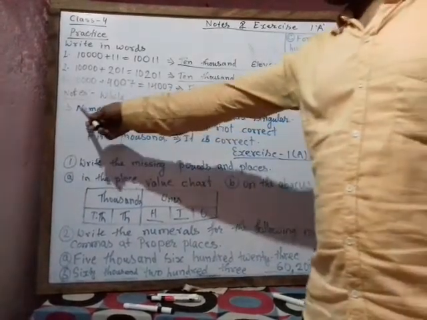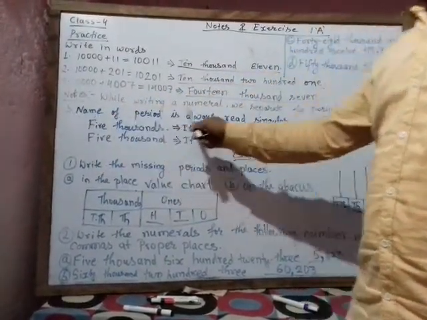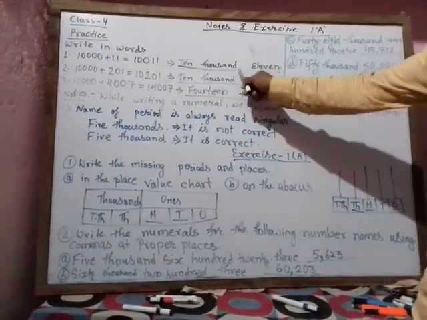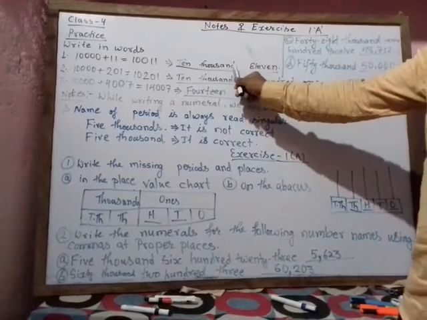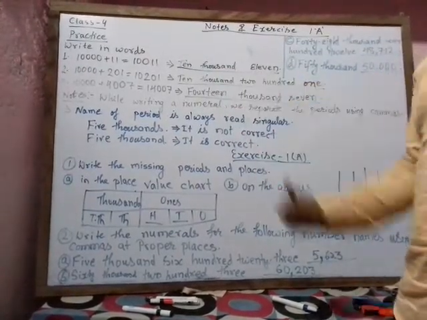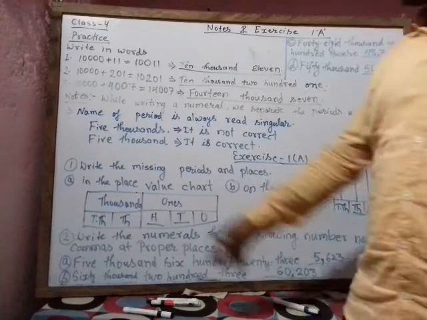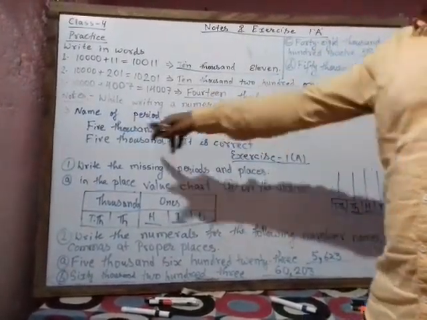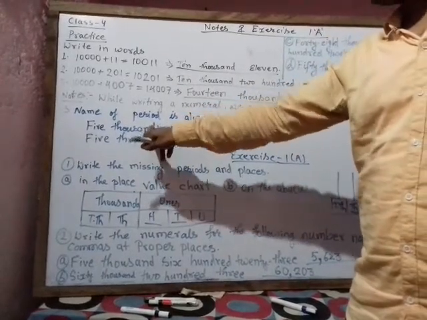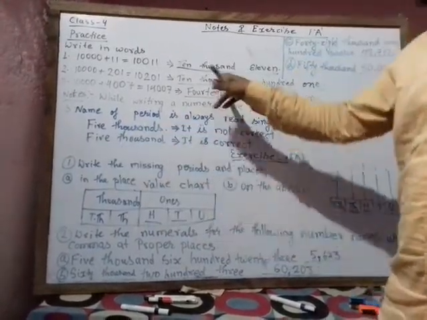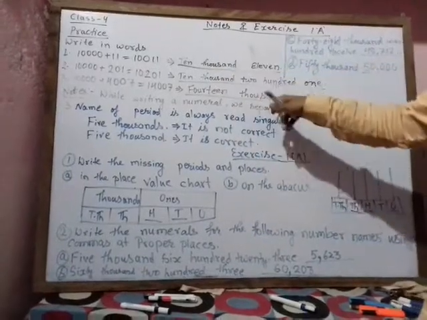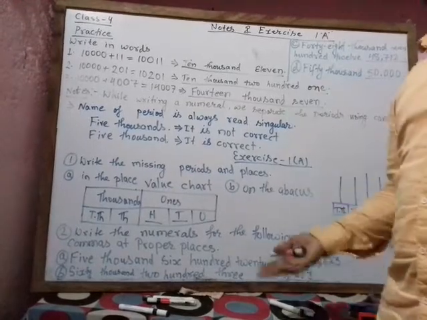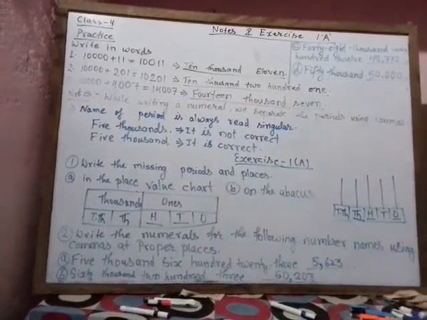Another most important note is that the name of the period is always read as singular. You can see over here also I have not written 10,000s, because when we write 10,000s, it becomes wrong. For example, if I write 5,000s, it is not correct. We will not write thousands. We will write 1,000. 5,000 is correct. Here you can see in the questions I have written 1,000, not thousands. When we write periods in plural, it becomes wrong. Periods are always in singular.